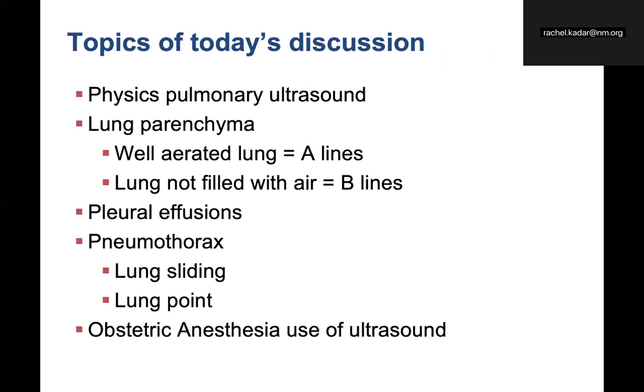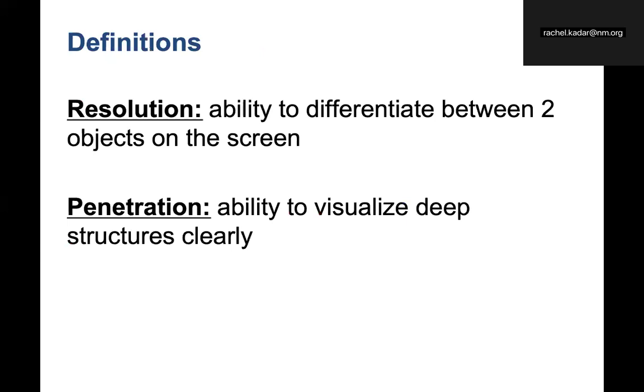We'll discuss pleural effusions, pneumothorax, lung sliding, which is what you will see when there is no pneumothorax, and lung point, which is how we diagnose a pneumothorax. And then we will end with talking about the obstetric use of ultrasound in anesthesia.